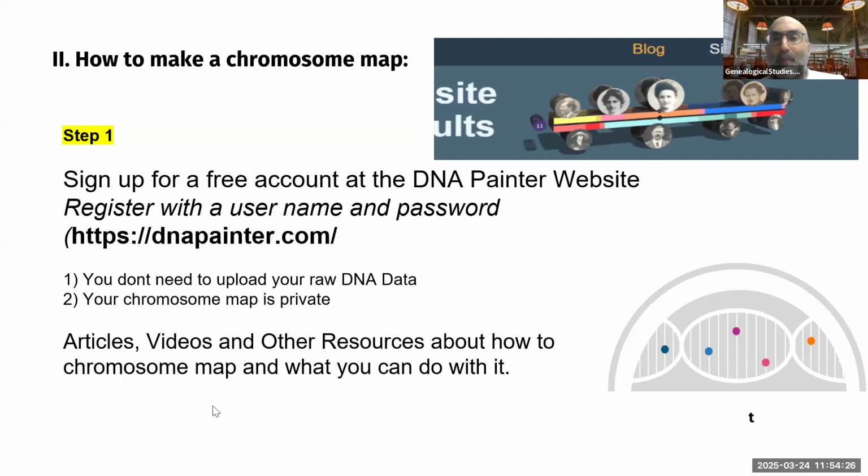There's also a paid tier where you can make more than one chromosome map if you wish and do some other things. But it's very good to start with the free account and start with one map, which is what we're doing tonight. Now, at the website, there are many articles, videos, and all kinds of resources about how to chromosome map and what you can do with it. So I highly suggest you check out the site and its various articles about chromosome mapping for further education.